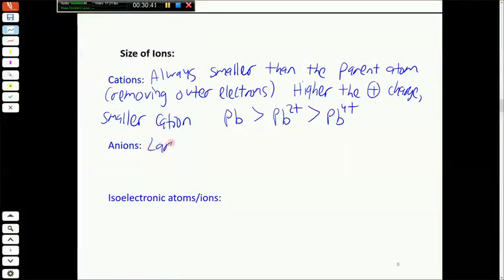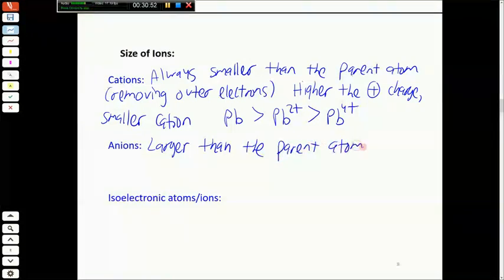As you add electrons to anions, they're going to be larger than the parent atom. Now this one might not be as intuitive because we're still adding electrons to the outermost subshell. So we're not adding a new subshell to the atom, so why does it get bigger? But that's because as we add electrons, we increase the electron repulsion. So we're adding electrons to the outermost subshell. We're not creating a new subshell with electrons in it.